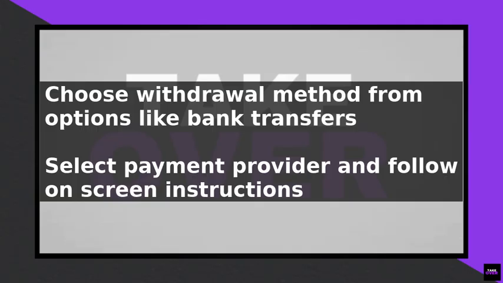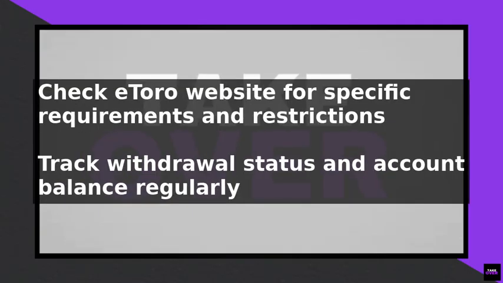In terms of timing, withdrawals from Etoro are typically processed within 1 to 2 business days, although this can vary depending on the withdrawal method and your location. You will receive an email notification when your withdrawal is processed, and you can also track the status of your withdrawal in the Etoro platform.